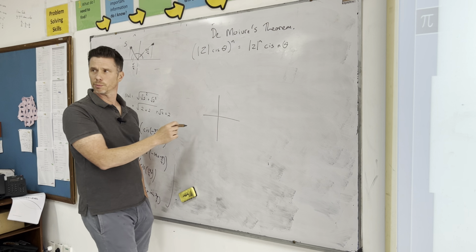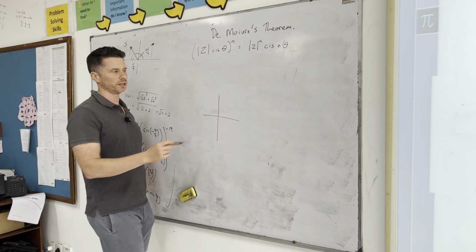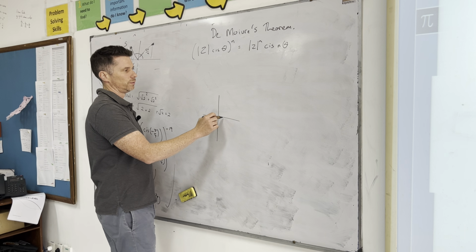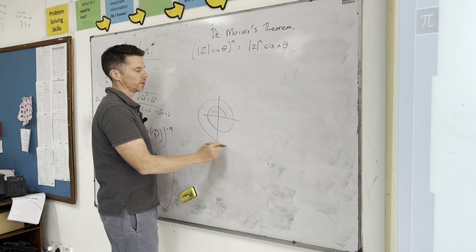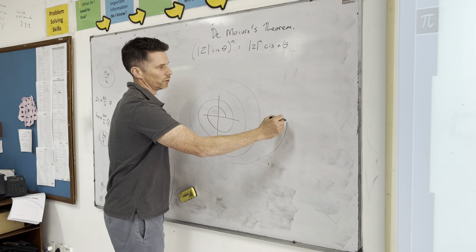Notice that the first one we multiplied by to the power of 10, and it rotated, I can't remember what the angle was, but let's say it rotated this way and it ended up way over here eventually.